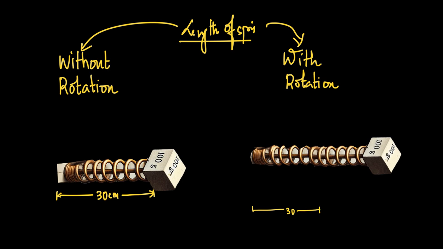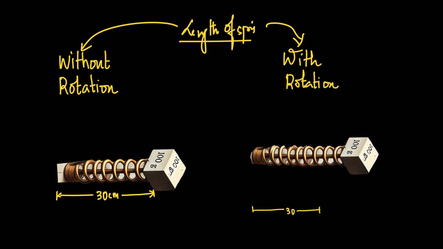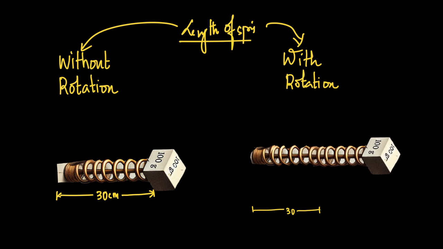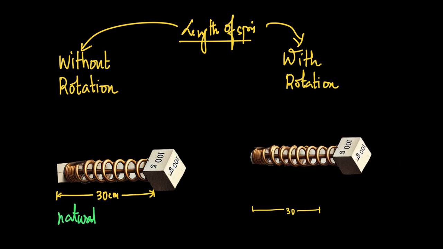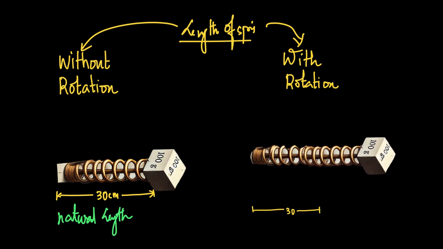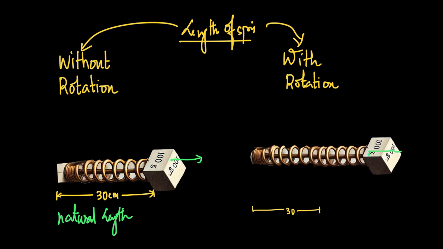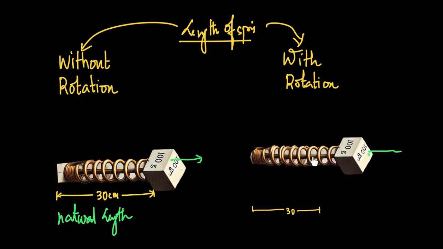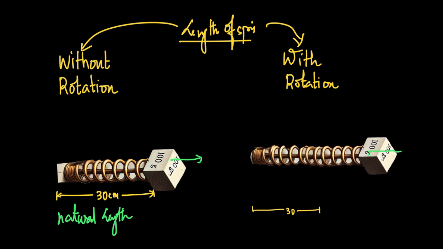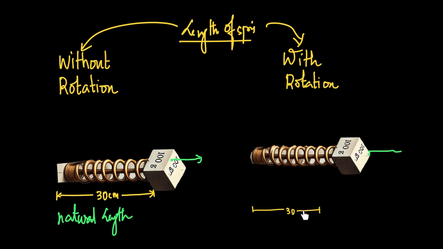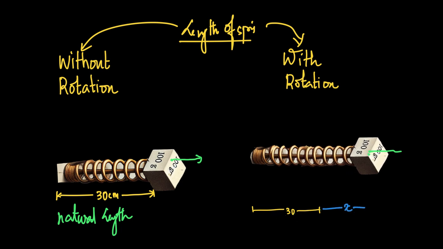What do I mean? What I mean is when you have a spring attached to a mass, when it is not rotating, it will be at the natural length, right? But what happens when you rotate it? This mass will tend to pull the spring towards the direction of motion, and therefore it will result in an extension of the spring. Or in other words, I can say that the length would be the natural length plus an additional length, say x. Okay, so this is the primary thing.